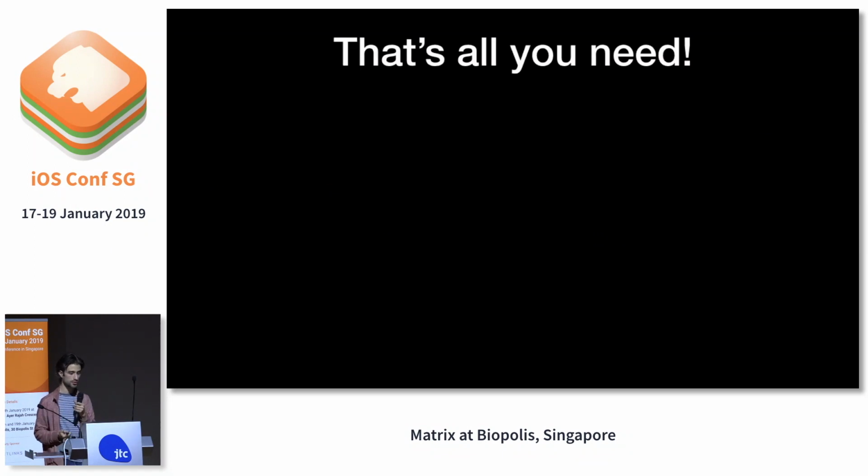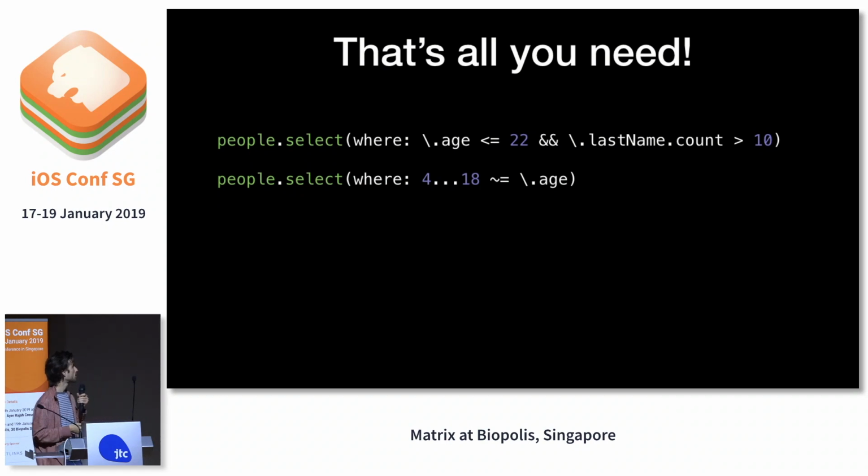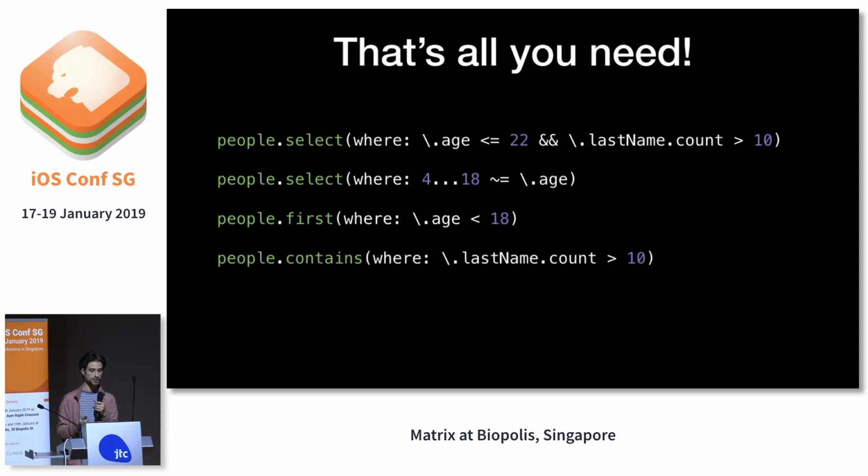With the code I've just shown you, you are able to write code to only select in an array the people where the age is less than or equal to 22 and the last name has more than 10 characters. But if you implement more operators as you go, you will be able to do more complex stuff. For instance, you could compare some properties with respect to a range. You will also be able to use predicates to find the first element that satisfies a given condition, or even to check if there is an element that satisfies a condition.